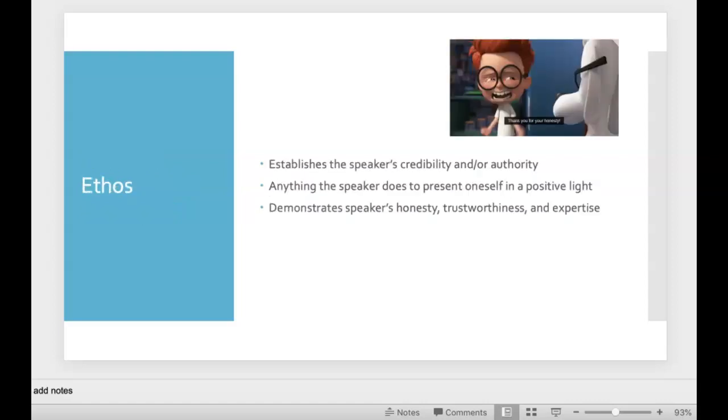First, we have ethos, and this is going to establish the speaker's credibility or authority. This is really anything that the speaker does to present oneself in a positive light. So anything that you see in a commercial or that you're reading that makes the speaker seem like a good person who's on your side, that's how they are using ethos to manipulate you. Additionally, ethos is how we're going to demonstrate a speaker's honesty, trustworthiness, and expertise.